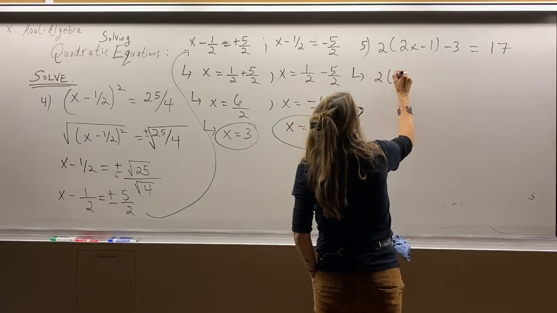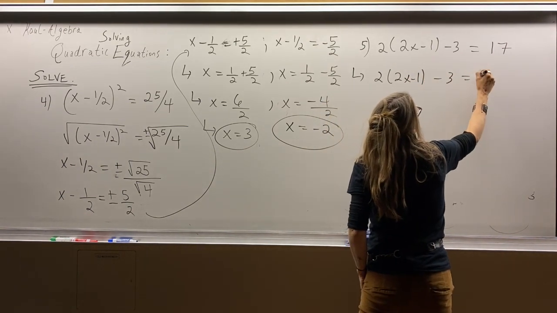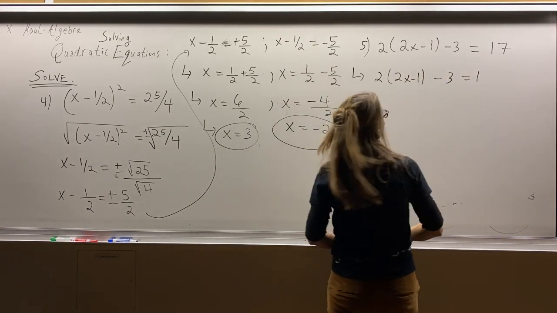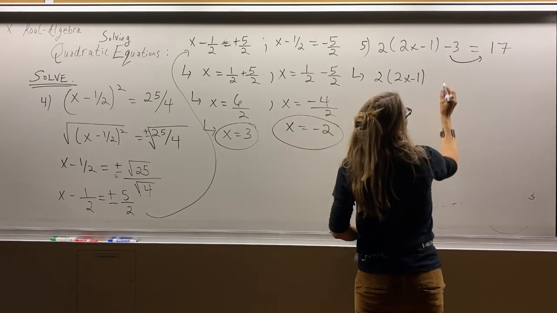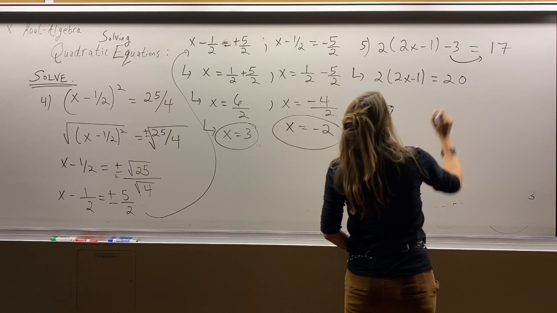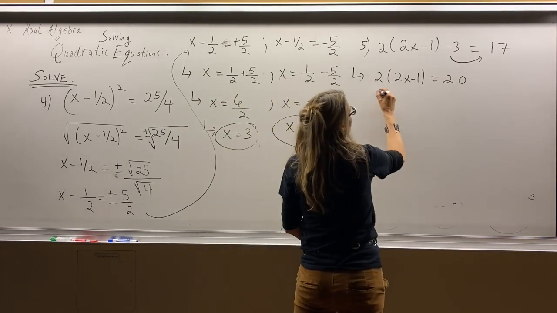So here I have 2x minus 1 minus 3 equals 17. So I'm going to add 3 to both sides. Bring this over first, and then I get equal to 20. Next step I want to do is divide both sides by 2.